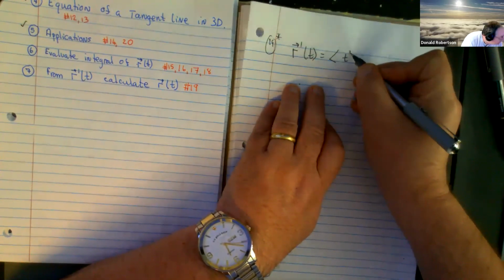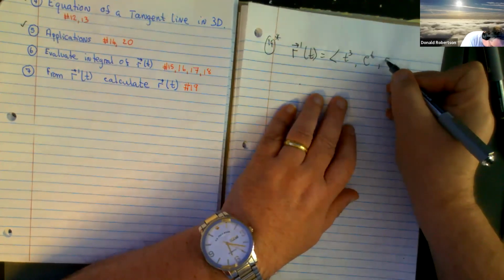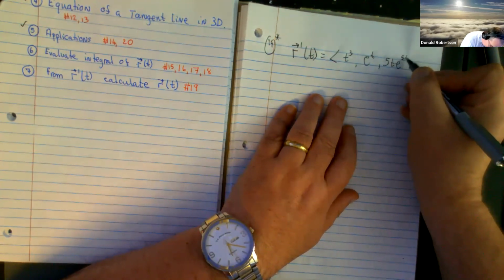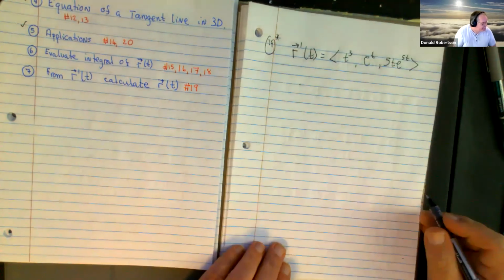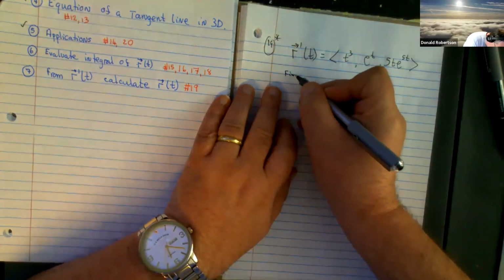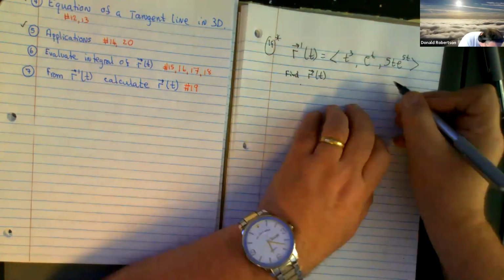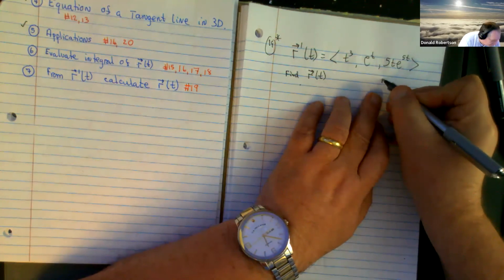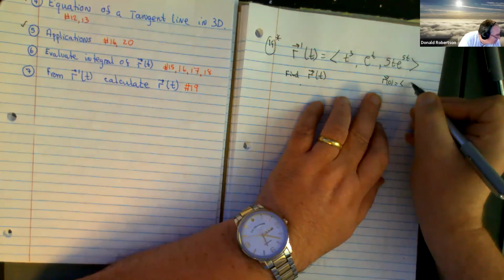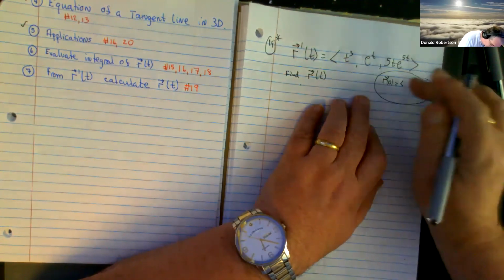It's t cubed e to the t and 5t e to the 5t. And we are being asked to find what the original space curve is. And they tell us that the value of it when t is 0 is 1, 1, 1. Right, we can ignore that for a while. That'll come in at the end.